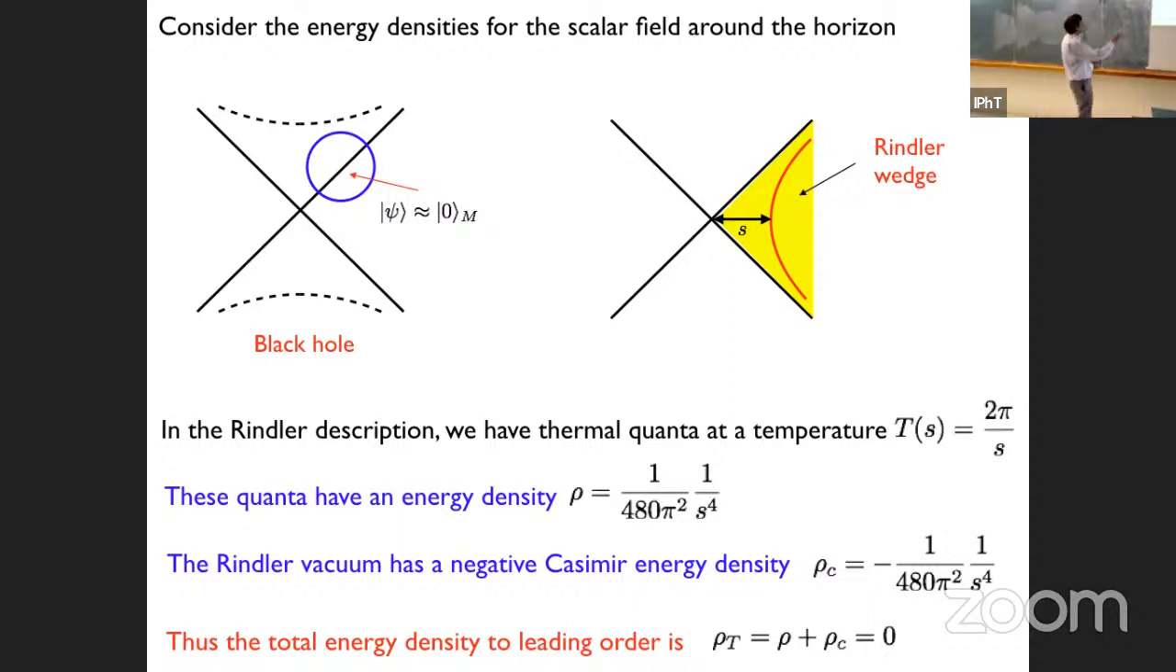So again, let's remind ourselves, you have a local smooth vacuum here, and this was the Rindler wedge, and we had all these temperatures.